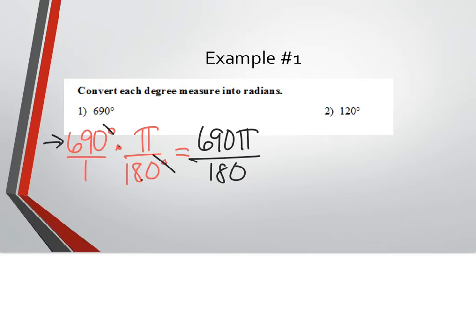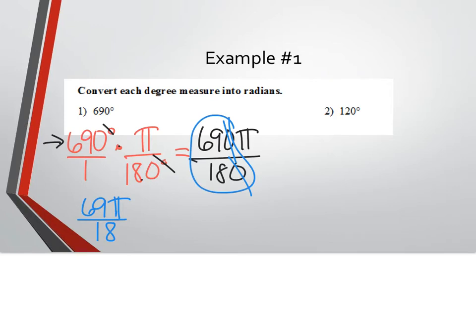So let's work on reducing 690π over 180. I hope most of you know this trick. You can ditch the zeros, and that's like reducing by 10. And that leaves you with 69π over 18.